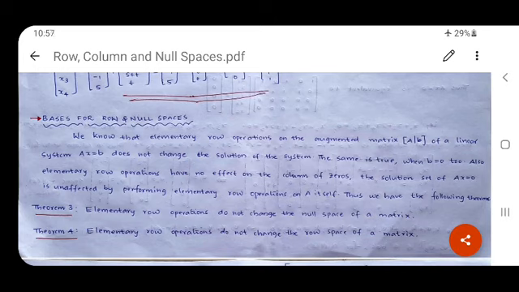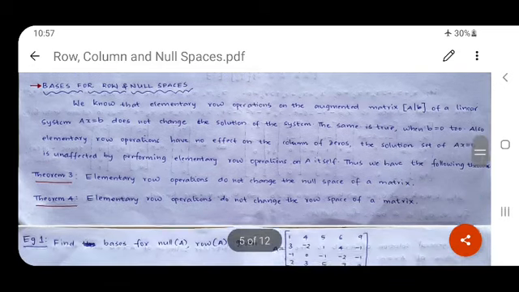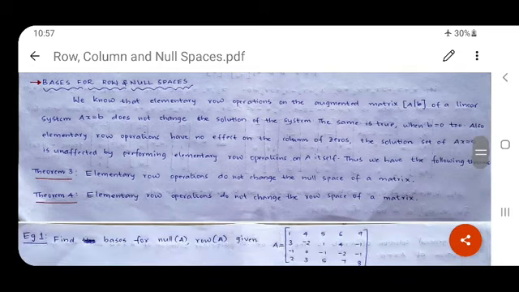So instead of performing these elementary row operations on the augmented matrix for Ax equal to 0, it is enough to perform the elementary row operations on A itself. So we have the following theorems based on these observations. Theorem 3: elementary row operations do not change the null space of a matrix. The null space is given by Ax equal to 0, so the solution set of Ax equal to 0 is the null space.